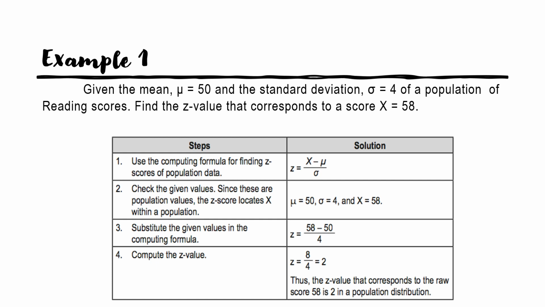For example, number one, for us to visualize more what these two formulas are used for in computing the value of Z with the given population mean, sample mean, population standard deviation, and sample standard deviation. With this example number one, there is a given population mean, which is your mu, equal to 50, and the standard deviation sigma, which is equal to 4. These two values are from a population of reading scores. Find the value of Z that corresponds to a score of X equal to 58. So your X equal to 58 is your raw score, or the given measurement in this problem.